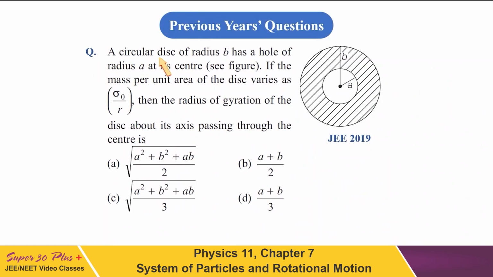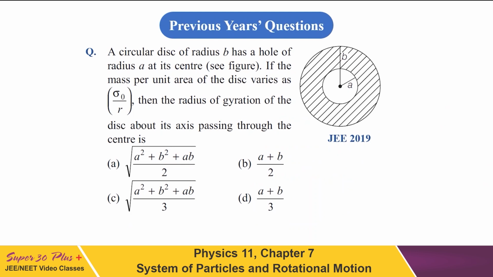A circular disc of radius b has a hole of radius a at its center. If the mass per unit area of the disc varies as ρ0 upon r, here you can see mass per unit area, that is areal density, is varying as inverse of the distance from center. Then the radius of gyration of the disc about its axis passing through the center is. It is asking for radius of gyration. So let us start solving this.